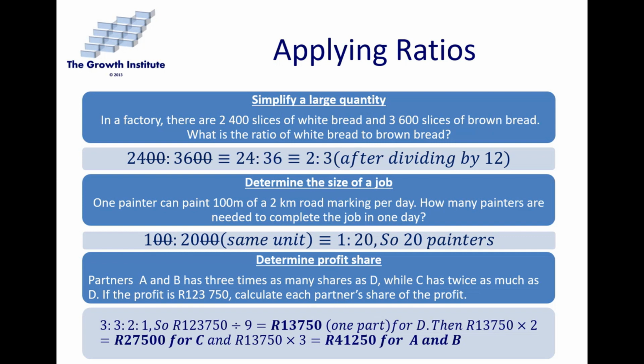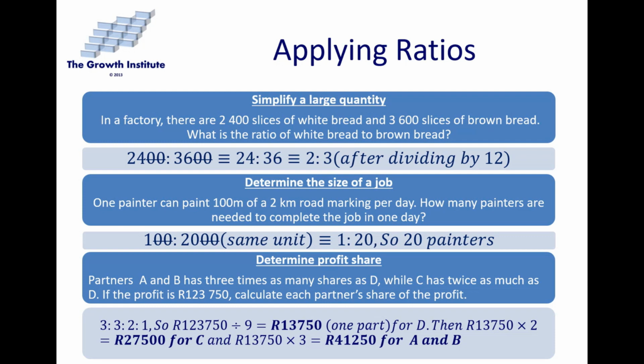Okay, so every other part of the ratio is described in terms of D. Basically, if A and B both have 3 times as many as D, and D has 1 part, they will have 3 parts. If C has twice as much as D and D has 1 part, C will have 2 parts. So if you put it in a ratio, the ratio will be 3 to 3 to 2 to 1. They gave us the total profit share, or the total profit.